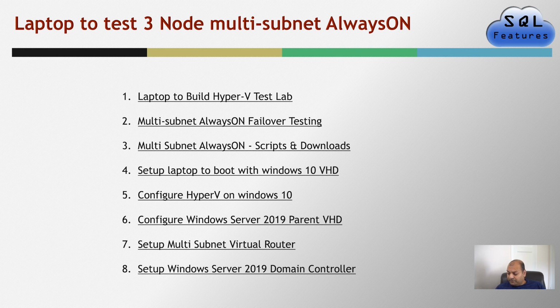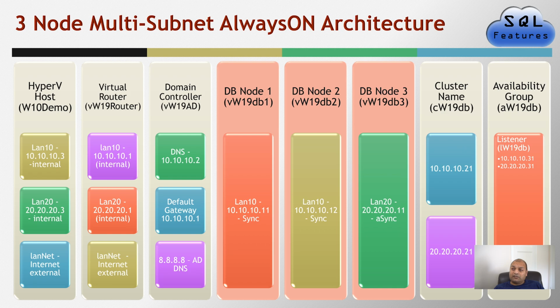Before we continue, let's discuss what we'll be doing. We'll be creating a first node, DB1. We'll set it as LAN 10. We'll create DB2, again the same LAN. On DB3, we'll be using LAN 20, so that's a different subnet. And then finally, we'll create an app VM, which we'll be using to test the Always On availability.